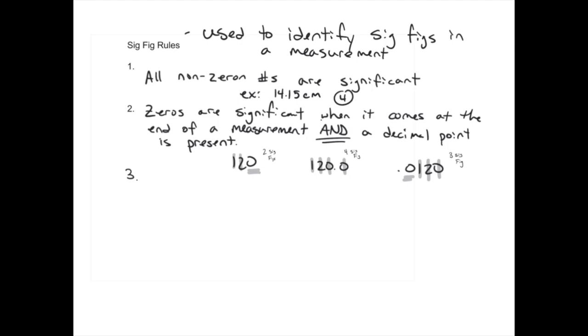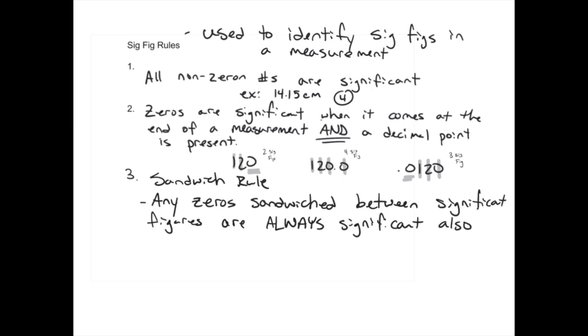Now rule number 3 talks about sandwich zeros, which are zeros between significant figures, what I like to refer to as the sandwich rule. That's not really a technical term, but that's what I call it. It says that any zeros that are sandwiched between significant figures are also significant. So for example, you've got the number 102 or even 100.01. All of these zeros that are sandwiched are significant. So that means that there are 3 sig figs here.